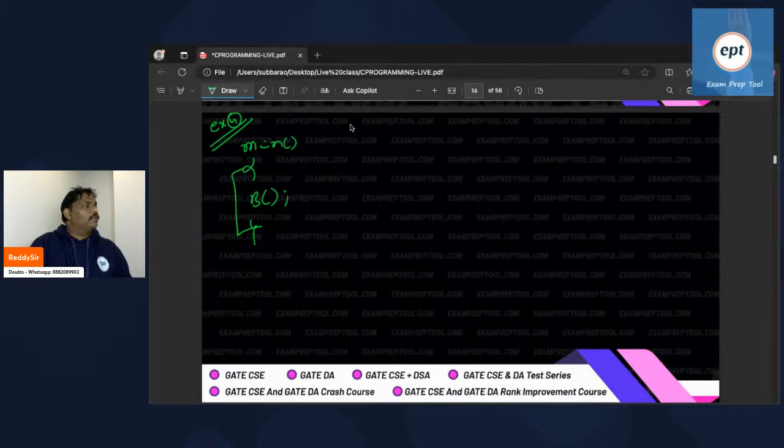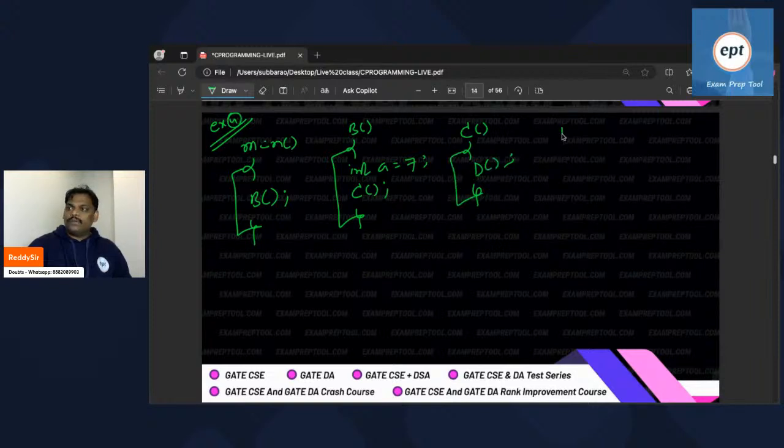What is the B? In the B function, int A is equal to 7. C function called. Go to the C function. In the C function, D function called. Go to the D function. In the D function, print A.